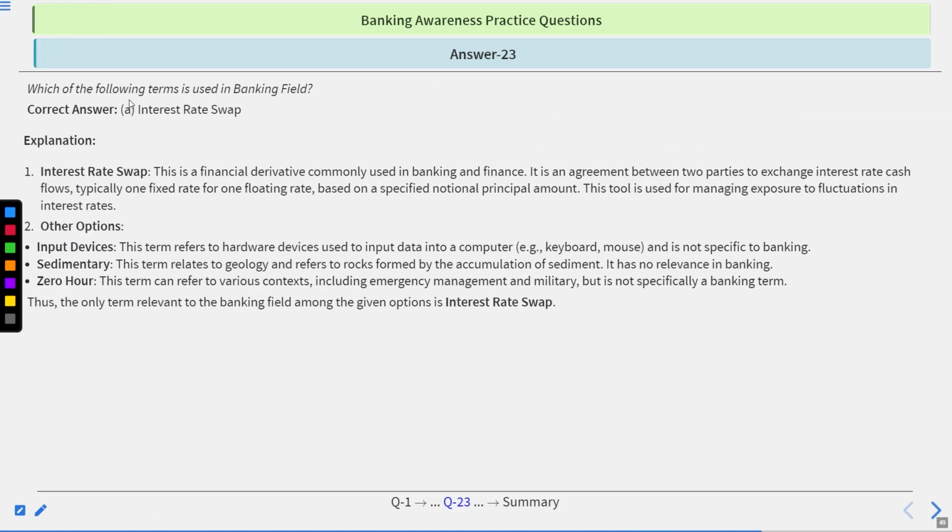Okay, the time's up. Correct answer is interest rate swap. Explanation: this is a financial derivative commonly used in banking and finance. It is an agreement between two parties to exchange interest rate cash flows, typically one fixed rate for one floating rate, based on a specific notional principal amount. The tool is used for managing exposure to fluctuations in the interest rate. Other options: input devices. This term refers to hardware devices used to input data into a computer, for example keyboard, mouse, and is not specific to banking. Sedimentary relates to geology and refers to rocks formed by the accumulation of sediment, and has no relevance in banking. Zero hour could refer to various contexts including emergency management and military, but is not specifically a banking term.